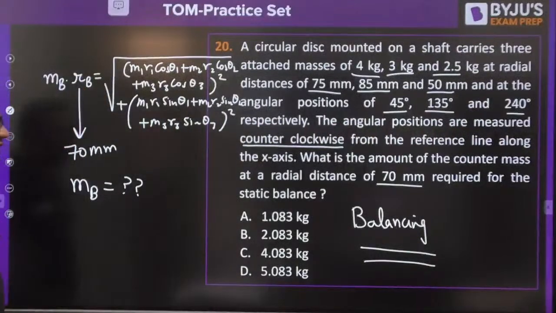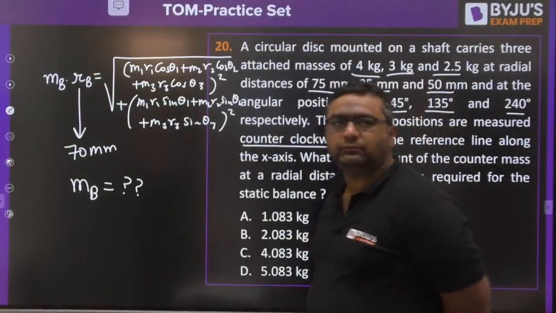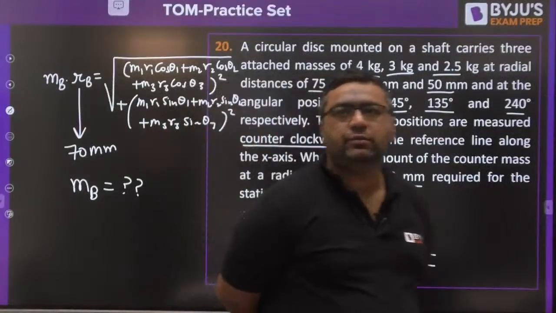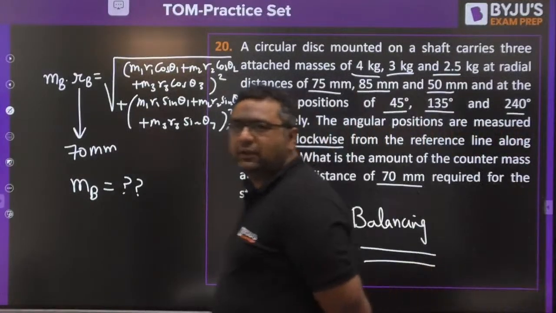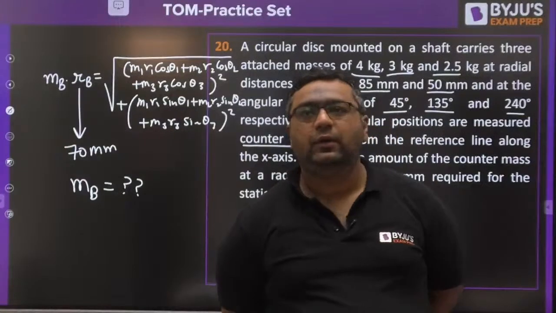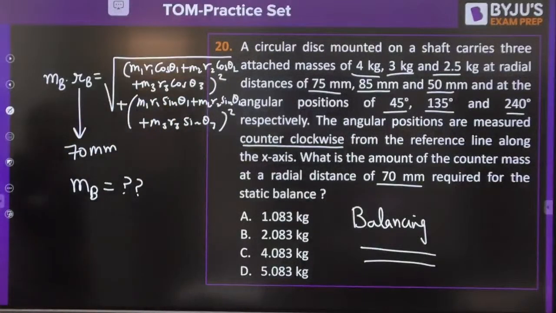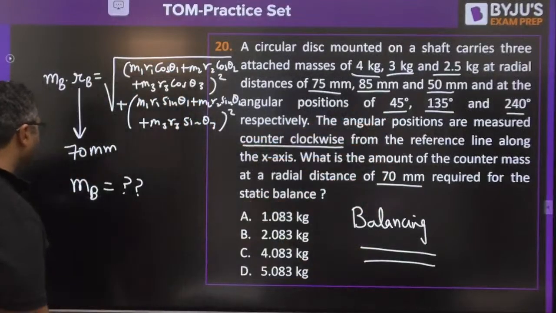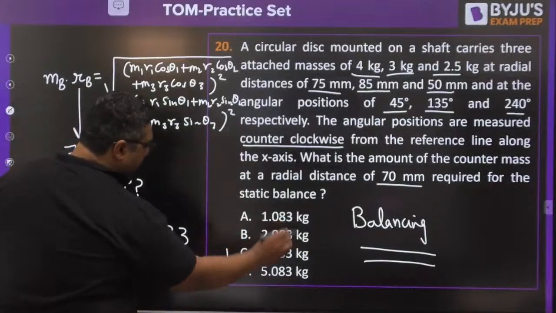The angles are given 45, 135 and 240. Piyush is saying C. I don't know where other guys are making a mistake. The answer is C only. When you are solving this, you need to just put the values M1, R1, M2, R2, M3, R3, theta 1, theta 2, theta 3. When you put them in and get the answer, it comes out to be 4.083. The answer is going to be C.